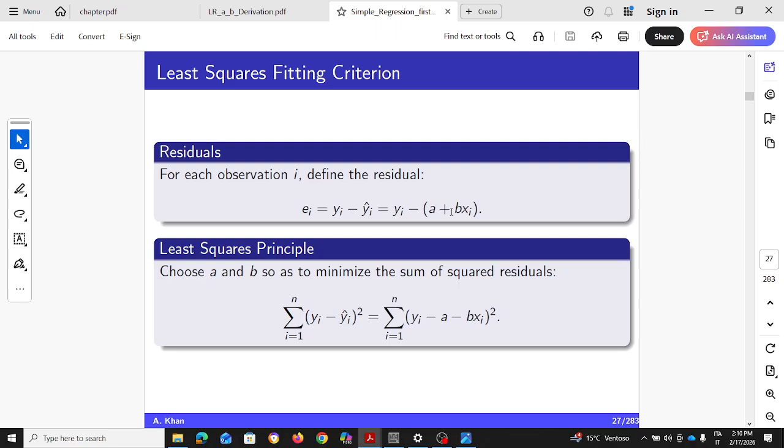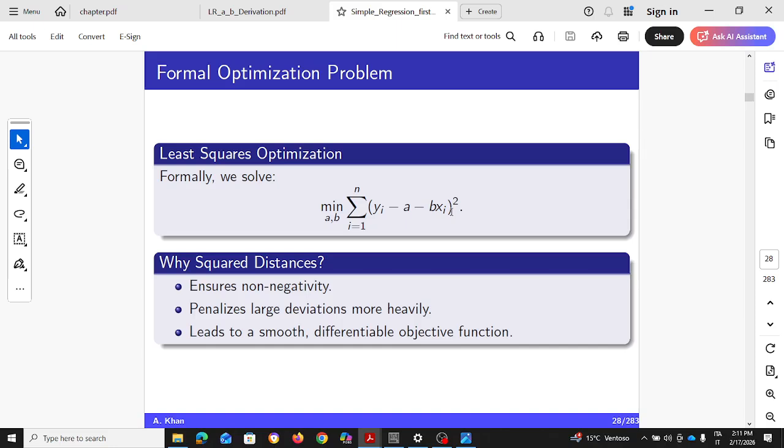Now to choose the best value, the optimal value of A and B, we use the least square fitting criteria. We call it the least square principle. It goes like this: choosing A and B so that we minimize the sum of the squares of the residuals. So for each point we have a residual, for each point we have an error. We take all those points, we square each of those residuals, we sum them, and then finally we try to minimize it. So we come as close as possible to the fitting line, to the regression line.